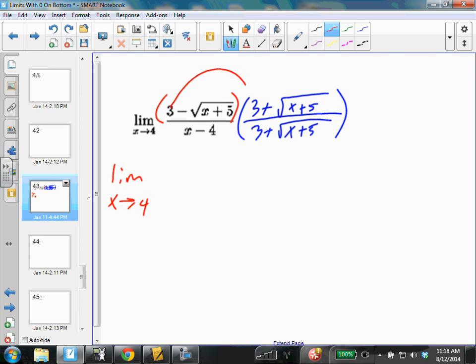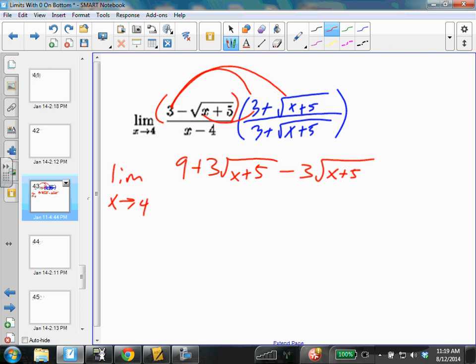So 3 times 3 makes 9. 3 times the square root of x plus 5. Does anybody know what that makes? It's 3 square roots of x plus 5. Yeah, I want the square root of x plus 5, 3 times. A negative square root of x plus 5 times 3. Well, a negative times a positive makes a negative, and it's 3 square roots of x plus 5.